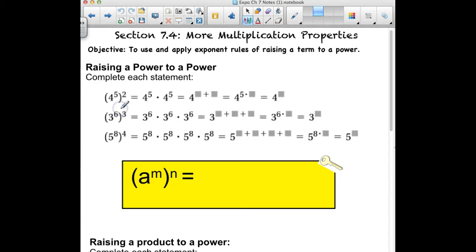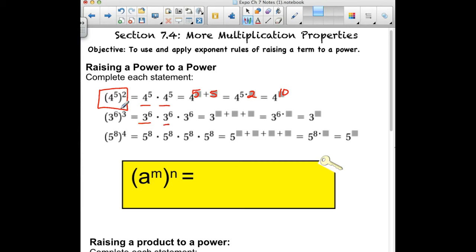That means we're taking a power to another power. And squaring means we multiply something by itself. So we have 4 to the 5th times 4 to the 5th. But we learned yesterday that when we have the common base, in this case of 4, we can add the exponents. So 5 plus 5 is the same as saying 5 times 2, and that would give us 4 to the 10th power.